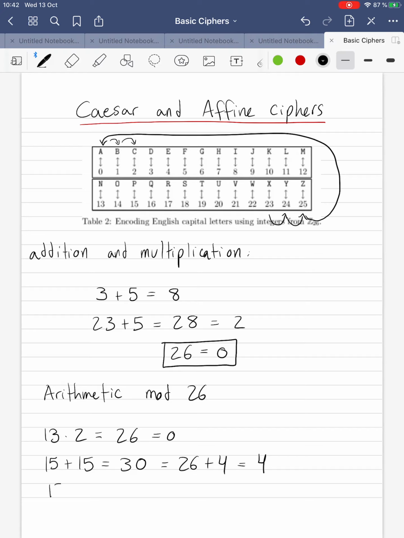Let's see, what about 12 times 5? This is 60, which is just 26 times 2, which is 52, plus 8. 26 is 0, so this is just going to be 8. So we have this new addition and multiplication where we're considering 26 equal to 0. So this is arithmetic mod 26. And actually you can do this in Google. If you do any operation and you just put mod 26 in Google, then it's going to calculate it immediately.